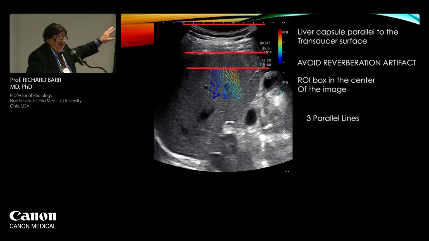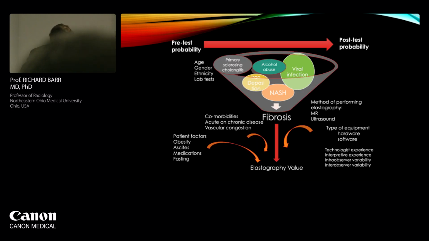Either it be point shear wave or 2D shear wave. And this is really, really important, and I don't have time to go over this, but basically if you have any angulation here, it's just like using the wrong angle when you're doing Doppler. So you're going to get wrong results. This slide summarizes everything we did with the SRU in 2015.